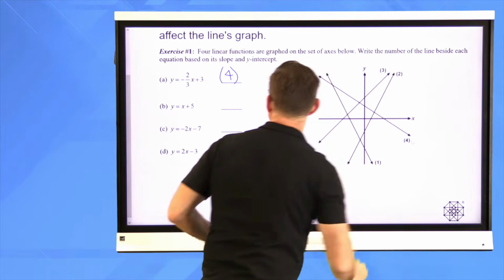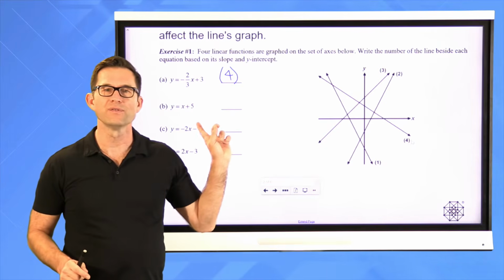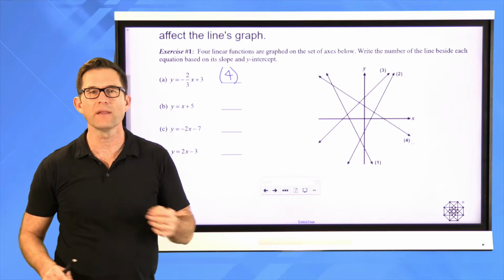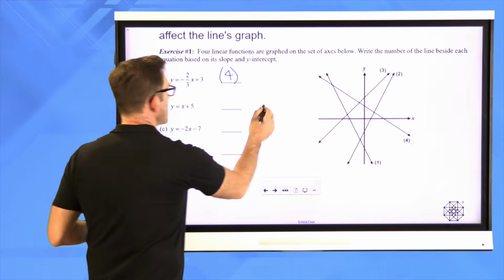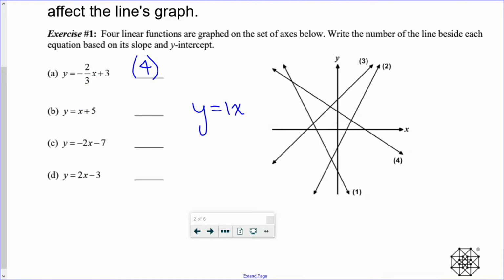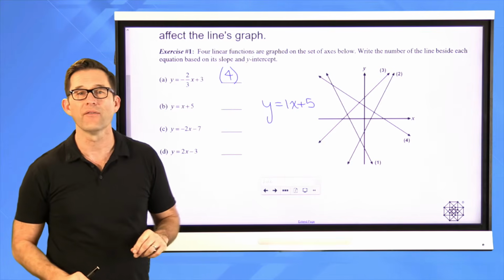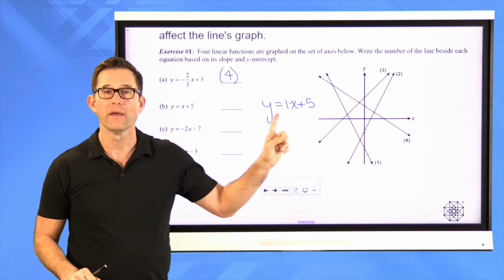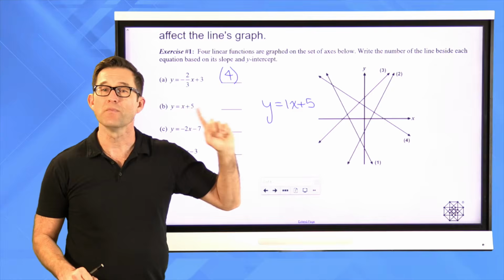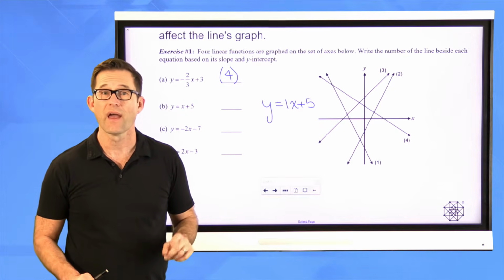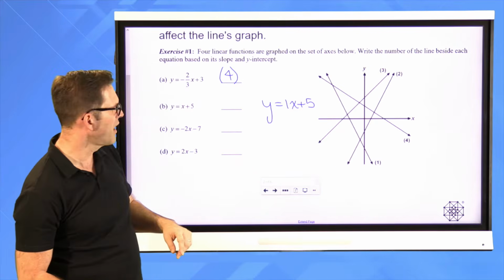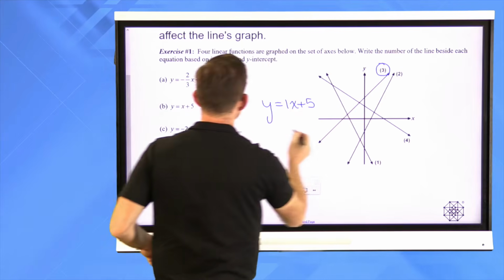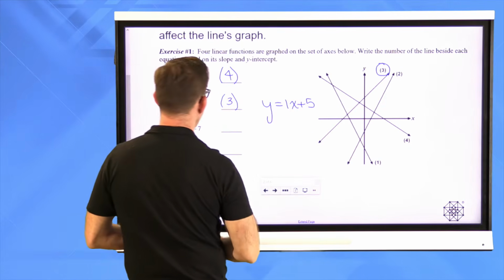Let me just erase that. Now, letter B might be a bit confusing. y equals x plus 5, because you might look at that and go, well, I don't know what the slope is. But the plain fact is, the slope on this one can be thought of as 1. Not thought of, but is. It's 1 times x plus 5, so its slope is a positive 1, its y-intercept is a positive 5, which means that I'm looking for a line that increases and has a positive slope. And that happens to be line 3. Line 3 has a positive slope and a positive y-intercept.